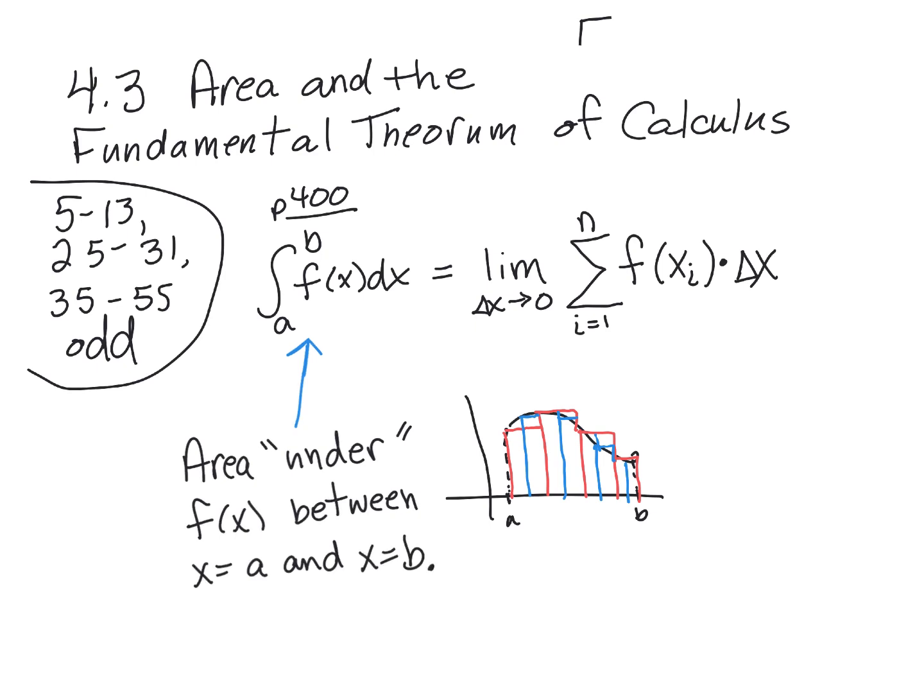Now I say under because that's assuming that the curve is above the x-axis. If the curve dips below the x-axis, let me continue this like that, for this area right here, that area is negative, whereas the area above the x-axis is positive.